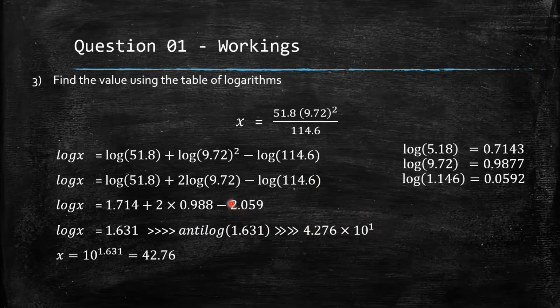Now if you take the antilog, if you have this kind of expression 2.059, it will be 10 to the power 2, right? Since you had 2. Here it is 1, it will be 10 to the power 1. So 4.276 into 10 to the power 1 will be equal to 42.76. So that will be the answer for the expression, the answer for x using logarithmic tables.